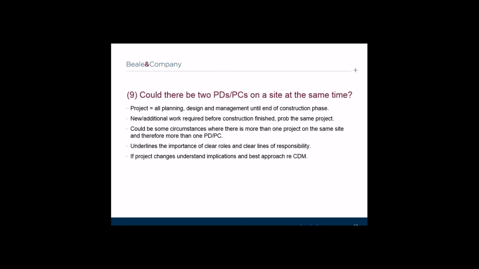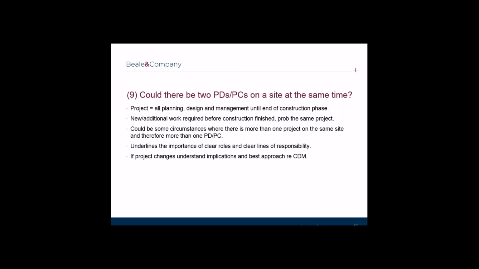Another interesting query we have been asked in the run-up to this webinar is whether there could be two PDs or two PCs on a site at the same time. There should only be one PD and one PC at any given time in relation to each project. However, there may be circumstances when more than one project is being carried out on the same site. Under CDM 2015, a project essentially commences on conception and continues until there is no more construction work to be carried out.